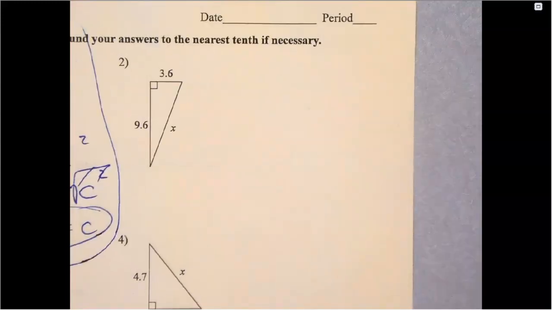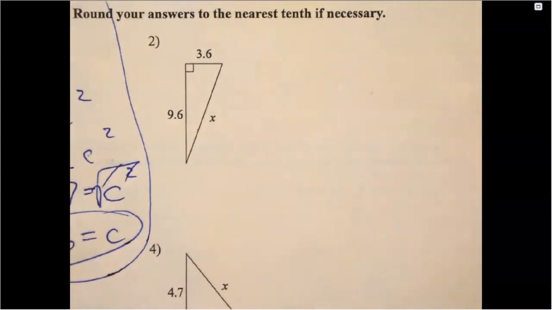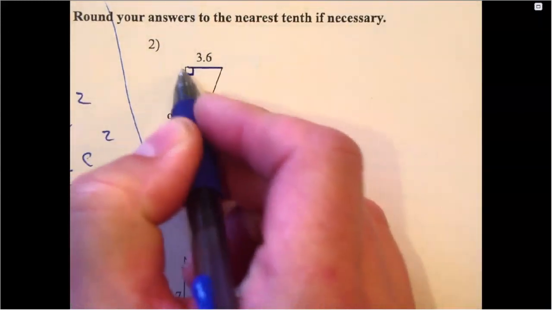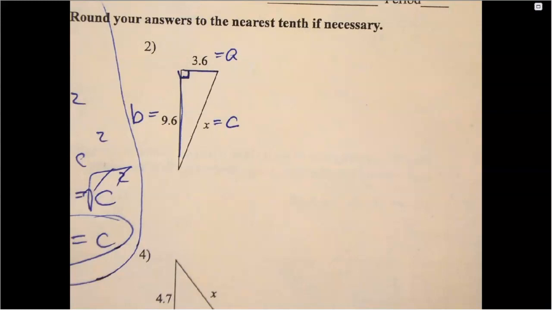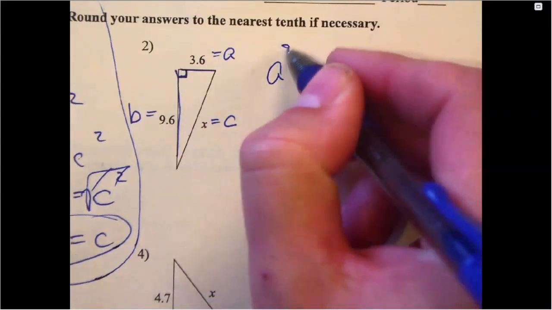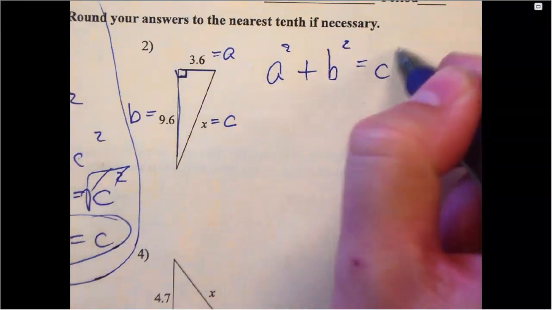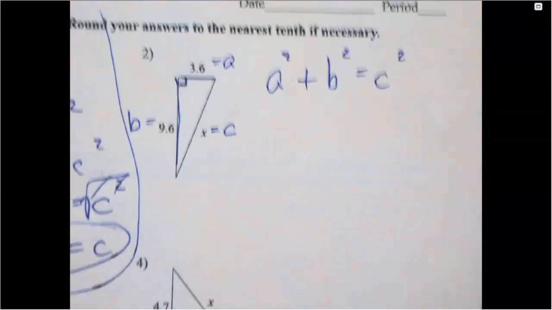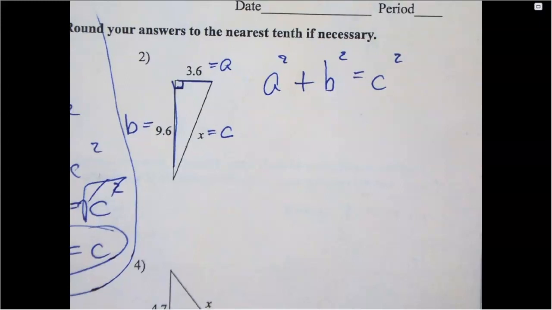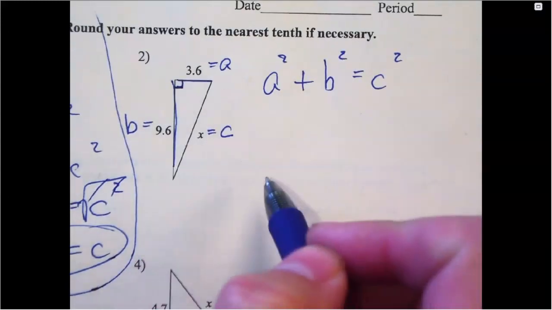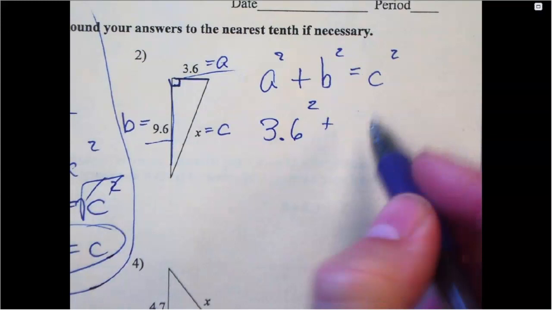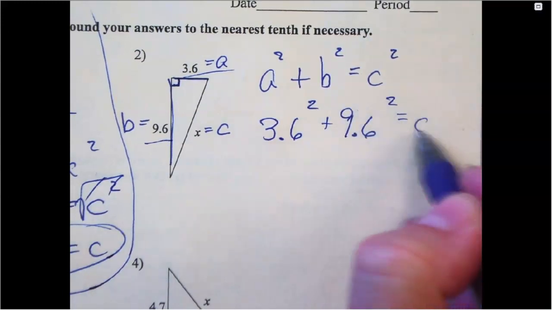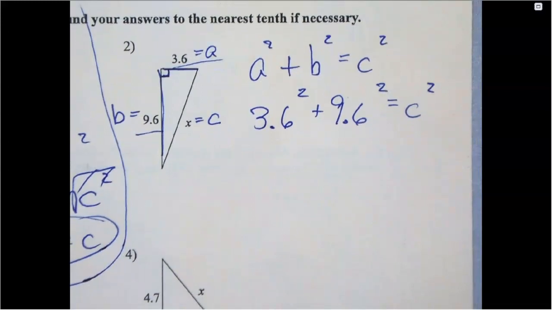So let's say number 2. I've got my right angle. The two sides that are touching it become A and B, and then the hypotenuse, or the other side, becomes C. It's always A squared plus B squared equals C squared. And then what's A? 3.6. Square that in a second. B, 9.6. Square that in a second. That equals C squared.